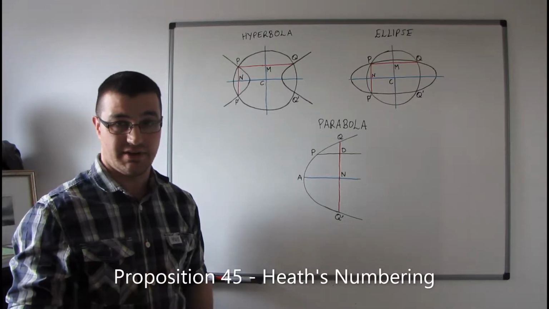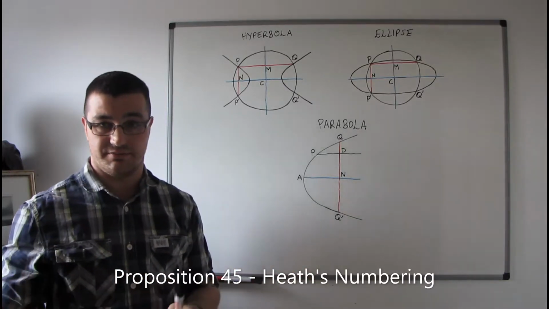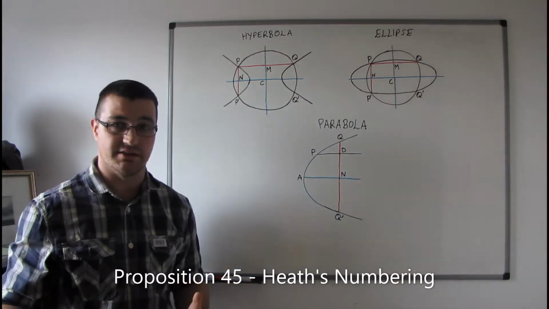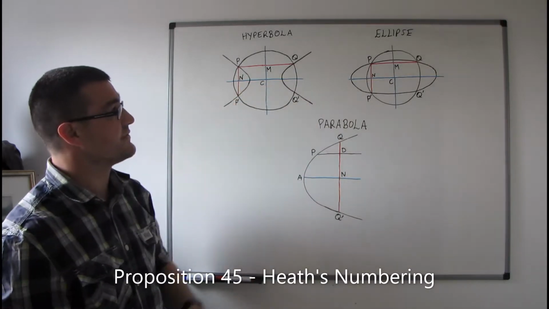It turns out that there aren't any more axes. That's the proposition 46 that I'm wanting to go on to in a second, proving that there aren't actually any additional axes to the ones that we've just found.